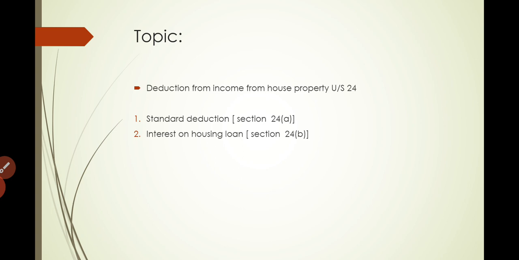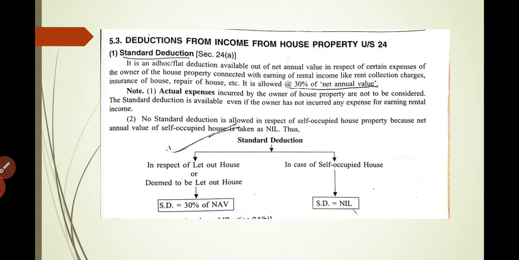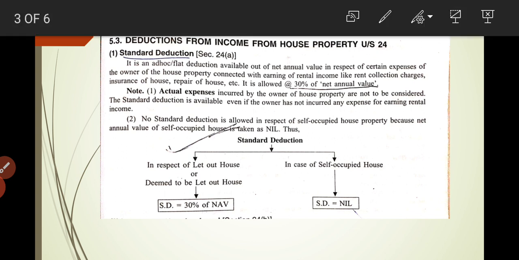First we can go through the standard deduction. Standard deduction, section 24 subsection A. There are two subdivisions in case of standard deduction, that is in respect of let out house and in respect of self-occupied house. In case of let out house or deemed to be let out house, there is a flat rate of standard deduction, 30% of net annual value. In the case of self-occupied house, there is no standard deduction.